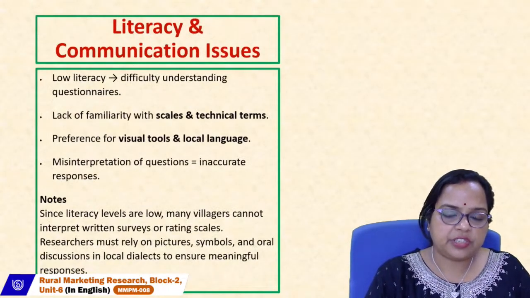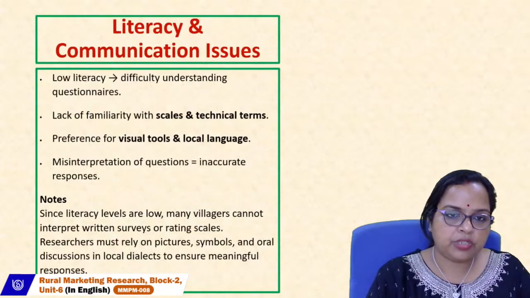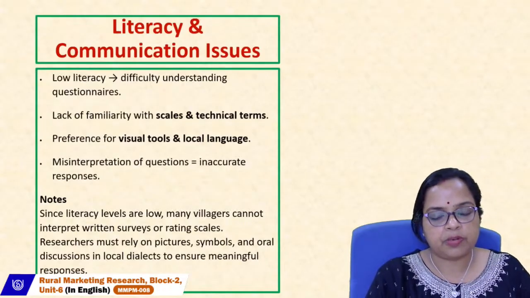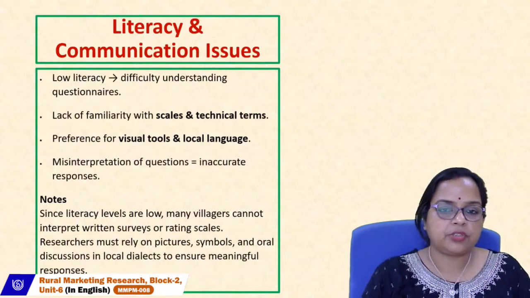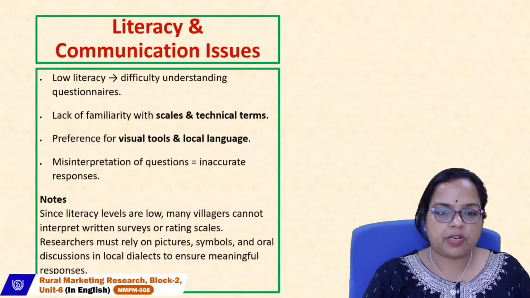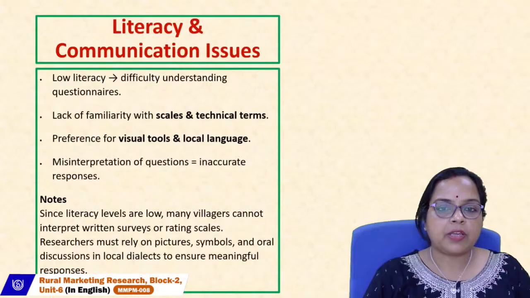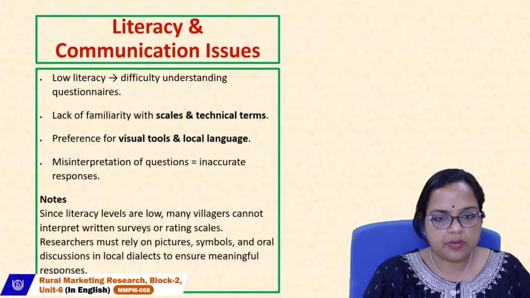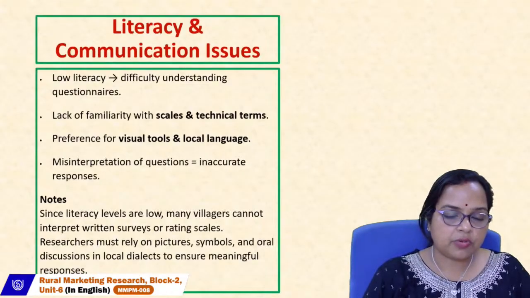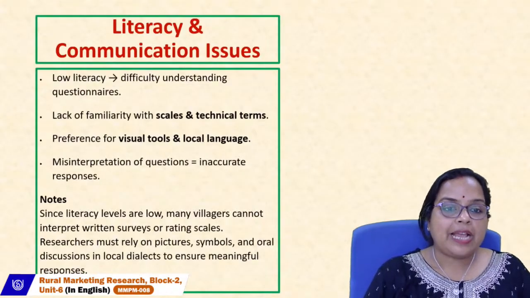Literacy and communication issues. As we all know, due to the low literacy rate, the consumers of the rural belt are not that aware of consumer products or brands, not having proper brand and product awareness. So it is difficult to understand the questionnaires. If you have a standard, formatted, structured questionnaire, they may not understand your language, or they may not understand the question you are asking them. Lack of familiarity with scales and technical terms.